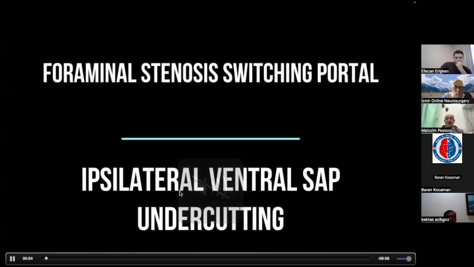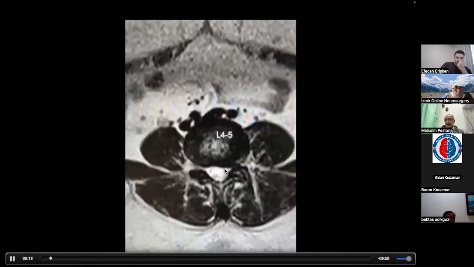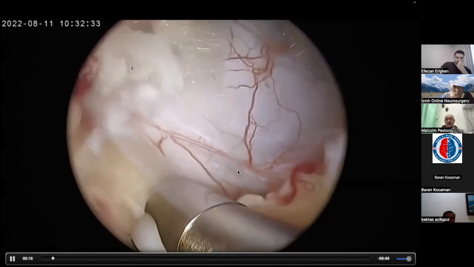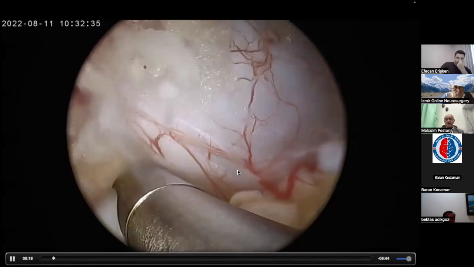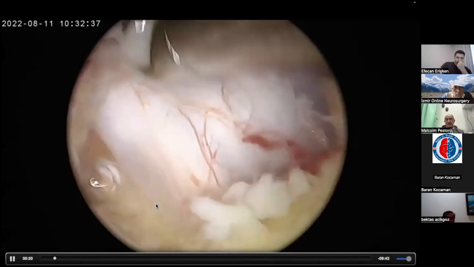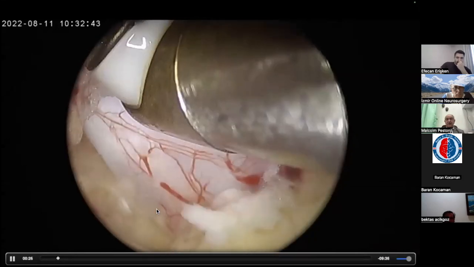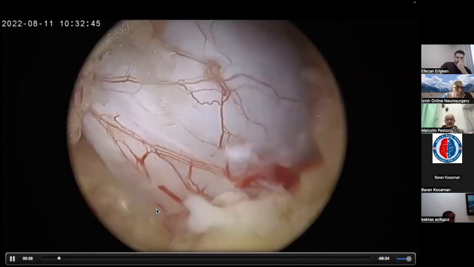This is ipsilateral undercutting. Here you can see this foramen, and you can see how tight this foramen is. It's a redo spine surgery, and you can see it doesn't look so bad. But when I go down, I can see that there is a nice hard disc over here. I can see the traversing root. I can see the bulge.